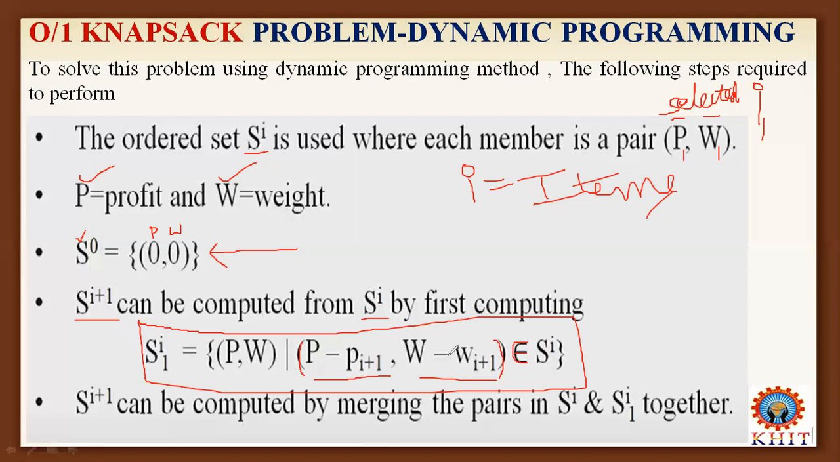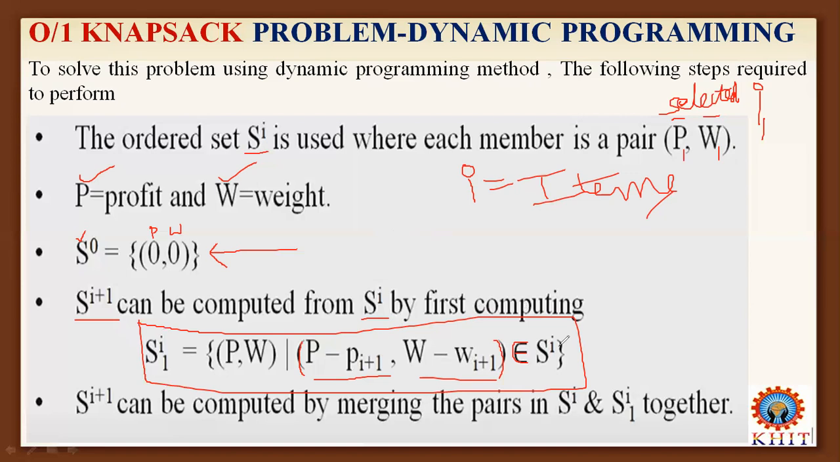If the pair values are available in S^i, they can be considered as belonging to it. If not available, you cannot consider them as belonging. So S^i equals S^i_1, equal to the profit comma weight of the items. You can remove the profit and weight once an item is to be filled from the knapsack capacity, and check the pair values which you already placed, that belong to S^i.